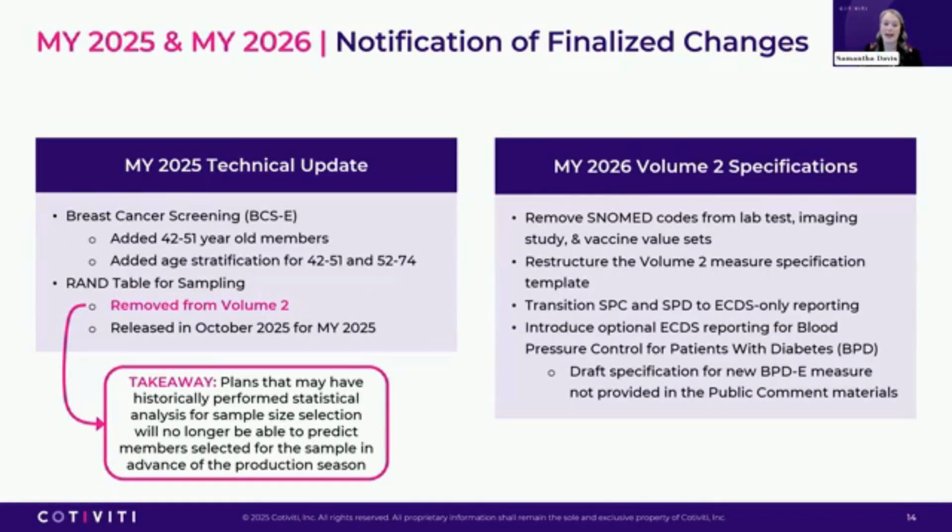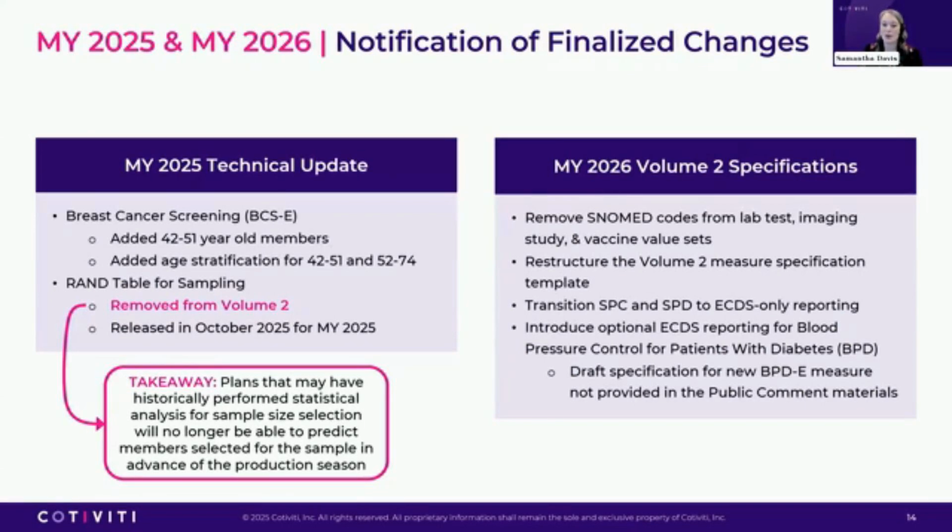For 2026, NCQA has indicated they will be removing SNOMED codes from value sets for laboratory tests, imaging studies, and vaccinations, which we saw beginning evidence of with the draft AISE measure spec. We also discussed in the prior slides the changes NCQA is making to their Volume 2 spec template, as well as their transition of SPC and SPD to ECDS reporting.